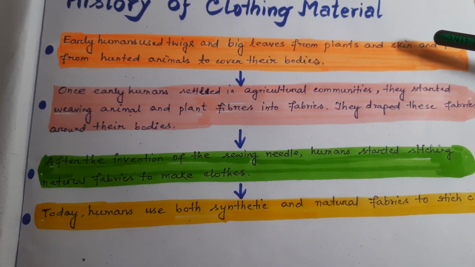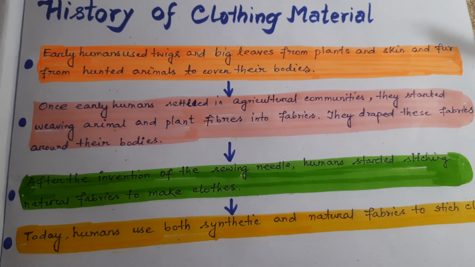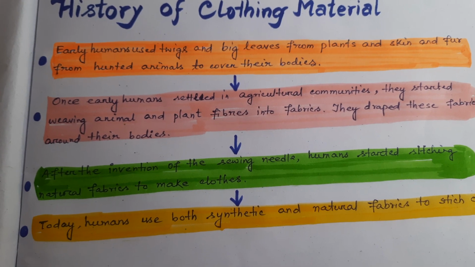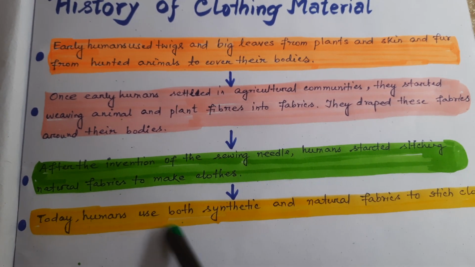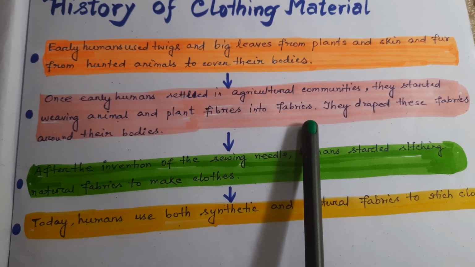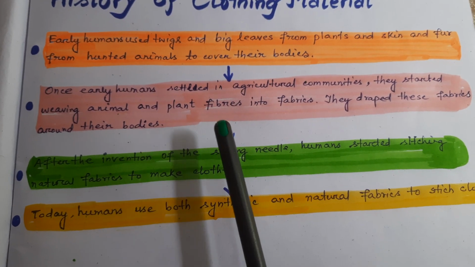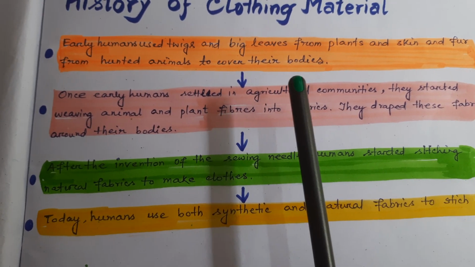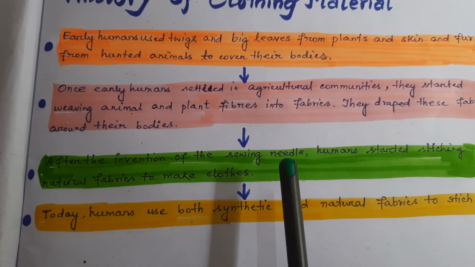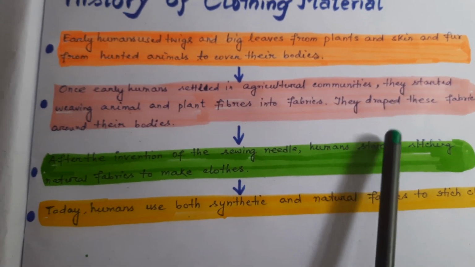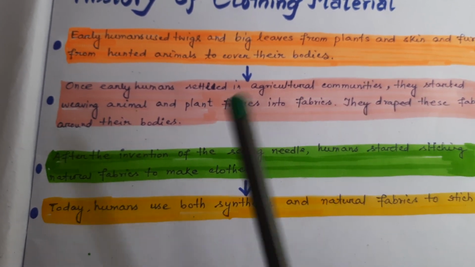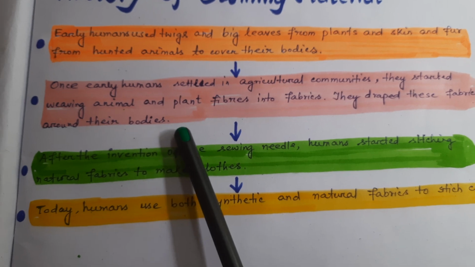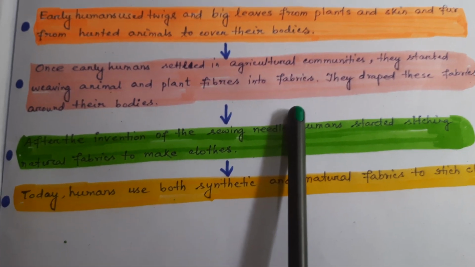History of clothing material: early human beings used twigs and big leaves from plants, and skin and fur from hunted animals. Next, they settled in agricultural communities and started weaving animal and plant fiber into fabric. This means humans evolved stage by stage. They wrapped themselves in fabrics made from plants and from the animals they hunted, getting the fiber and converting it into fabric.